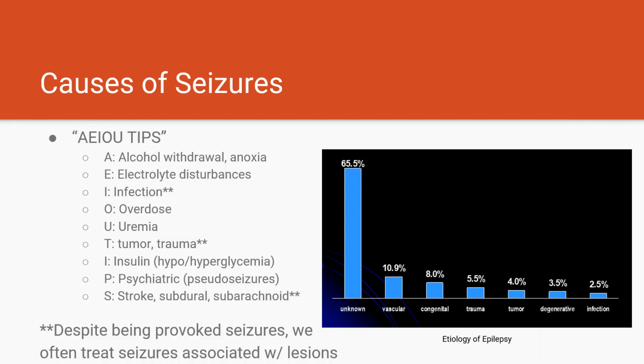But that said, if a patient has a lesion in the brain, like the ones that are asterisks here, things like tumor, trauma, stroke, bleed, or meningitis, there's actually a pretty high chance that they're going to have another seizure. And so we will actually opt to treat these patients even after their first seizure.